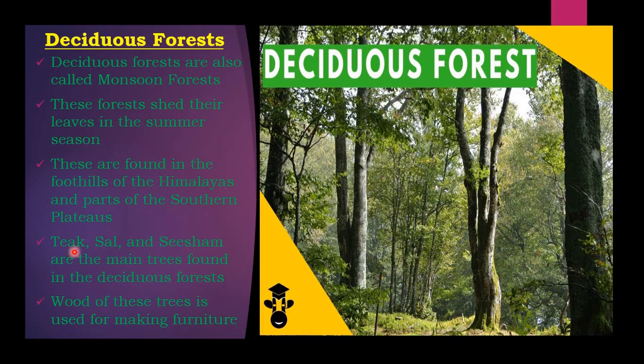Okay children, once again we'll go through the deciduous forest. The deciduous forests are also called monsoon forest because they are always there in the monsoon. They invite the monsoon, they invite the rain. Then these forests shed their leaves in the summer season. As usual, in summer the leaves fall from the trees, and these trees are found especially in the foothills of the Himalayas and the parts of the southern plateaus.